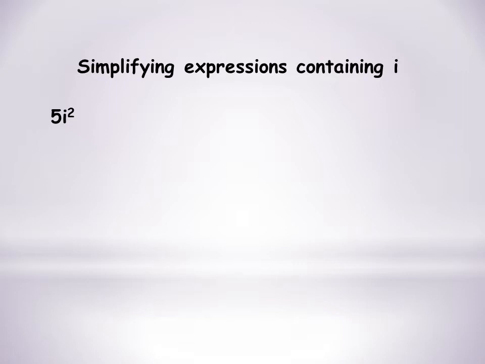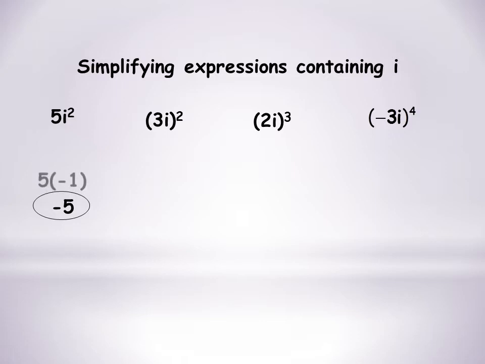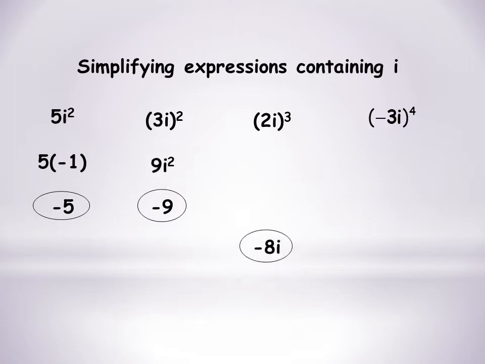Well, we know that i squared is -1. So this is really going to be 5 times -1, or -5. The second one here would be (3i) squared. So this would be 9i squared, which would be -9. (2i) to the third would be 8i to the third. But if you think about i to the third, I can write that as i squared times i. i squared is -1, so this would be -8i.